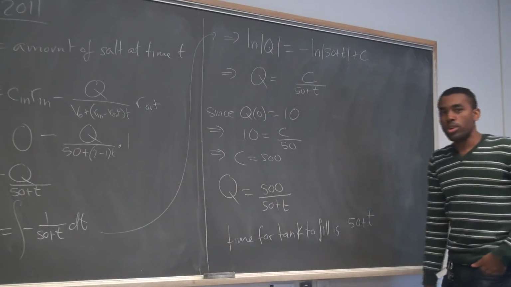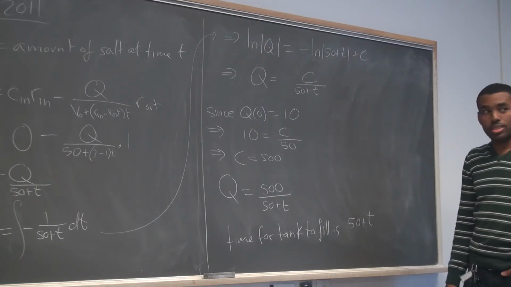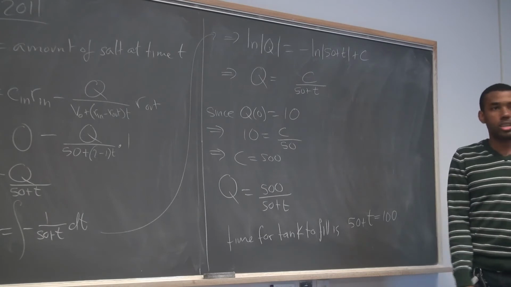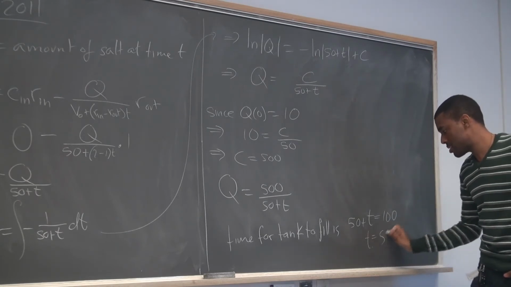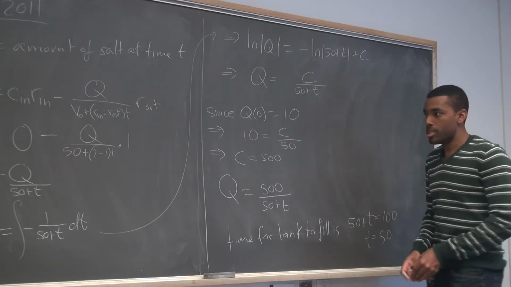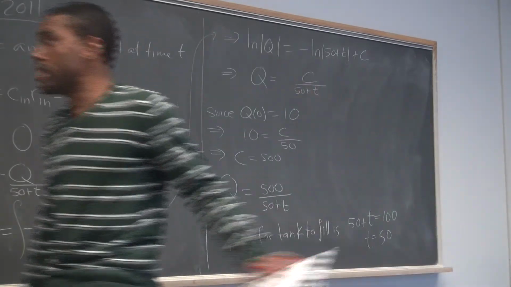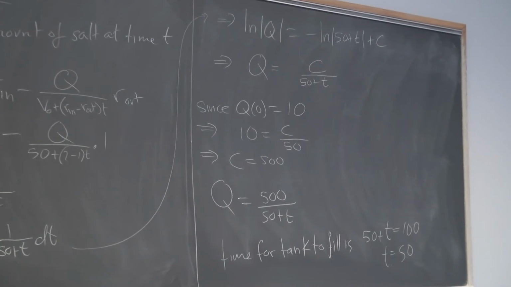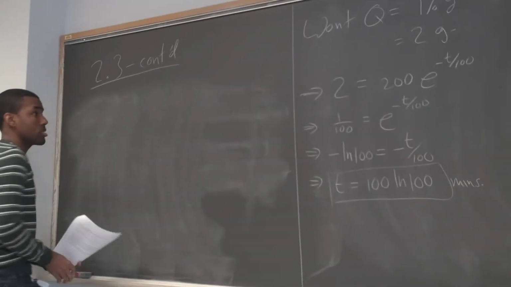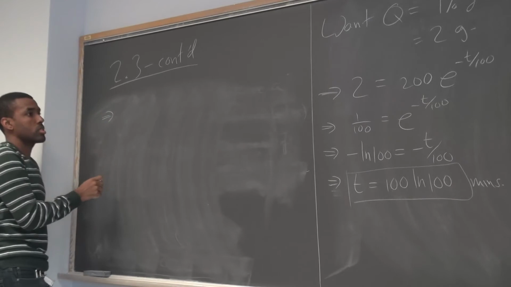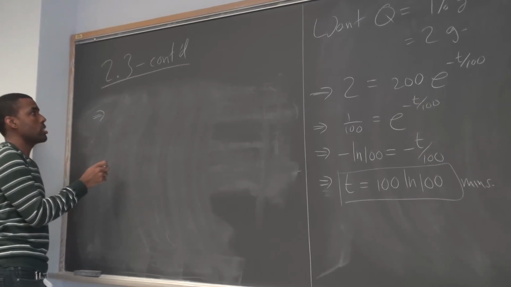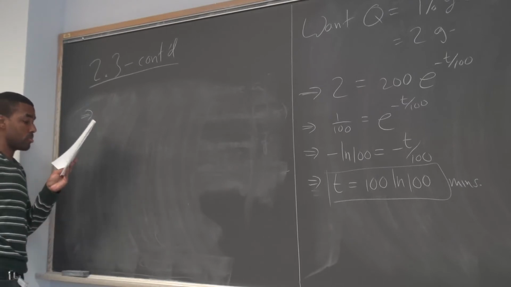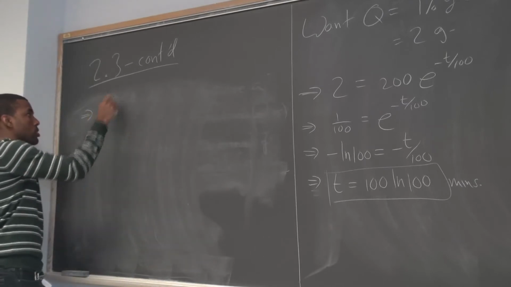What do we want that to be? We want it to be 100 because that's how many gallons is in the tank. How much time is that going to take? 50 minutes, right? So if I want to know the amount when the tank is full, what do I need to find? Not concentration, amount. The amount is what we want. So just find Q of T.